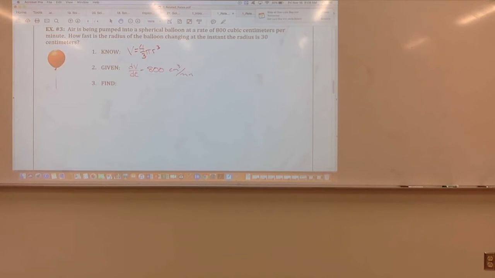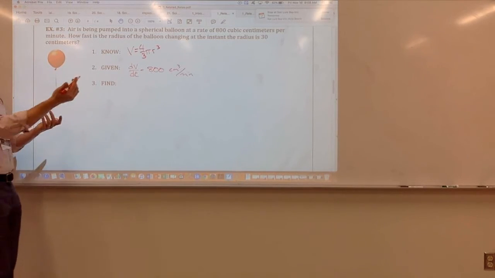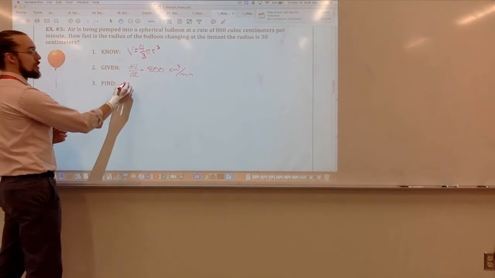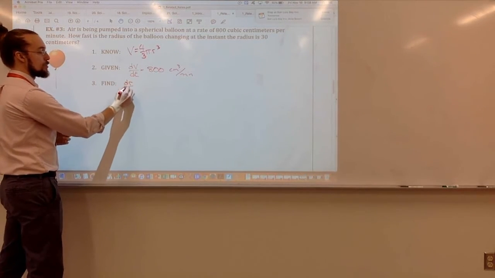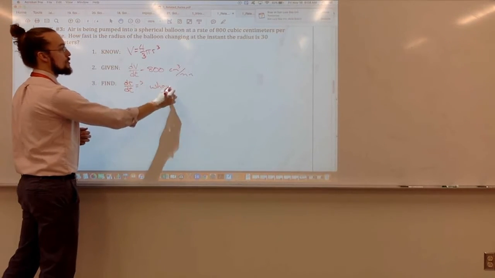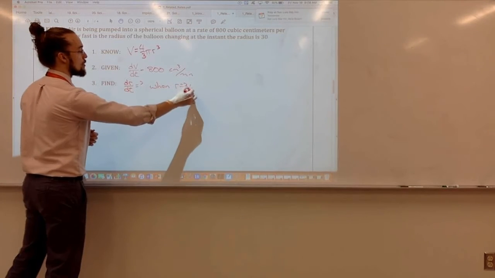So, what do we want to find then? We want to find the rate of change of the radius at the instant when r equals 30.